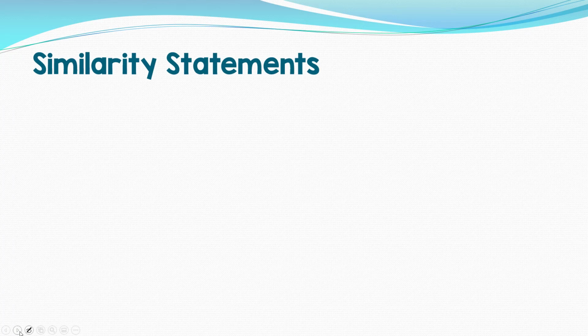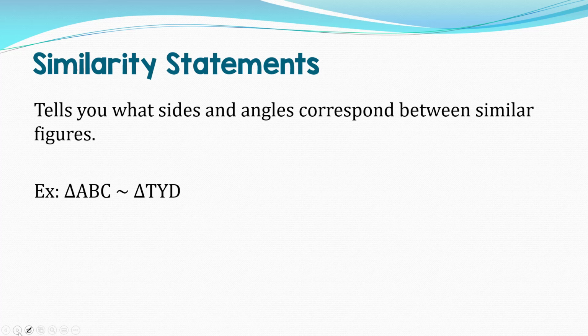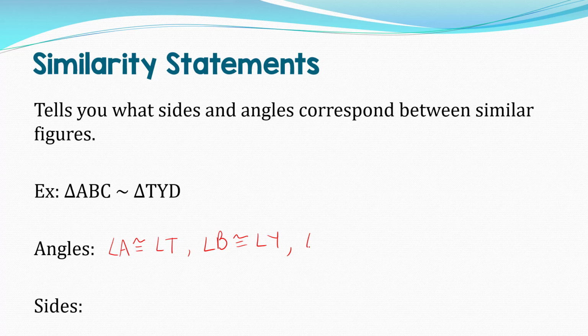So in a similarity statement, you would see this. The angles would all be congruent. So angle A would be congruent to angle T. Angle B would be congruent to angle Y. And angle C would be congruent to angle D. Okay, but the sides are proportional.